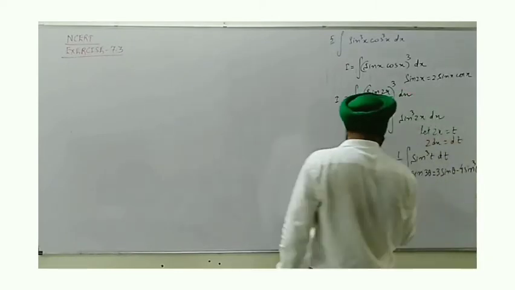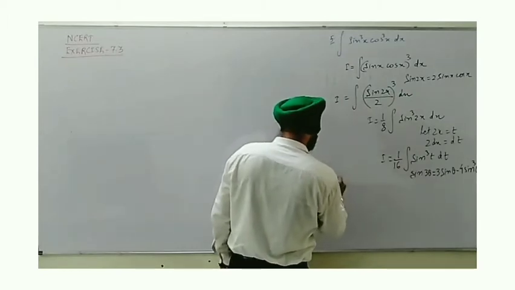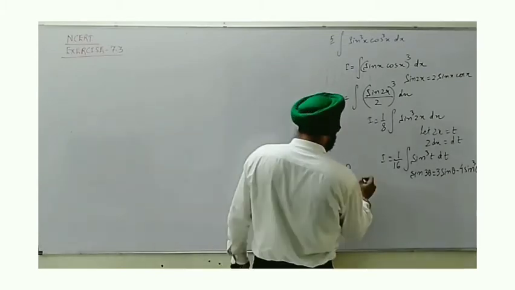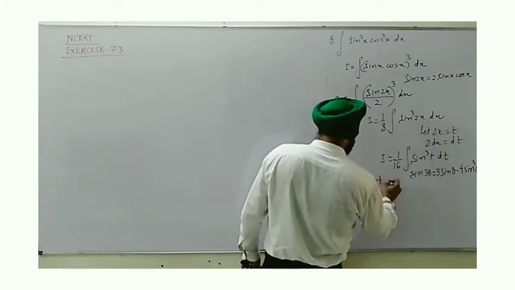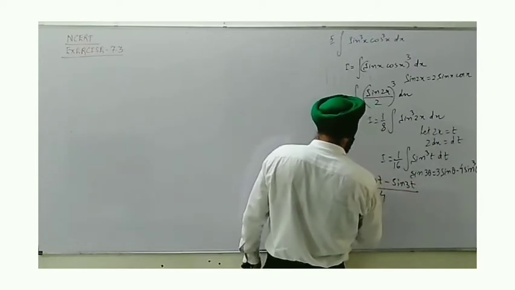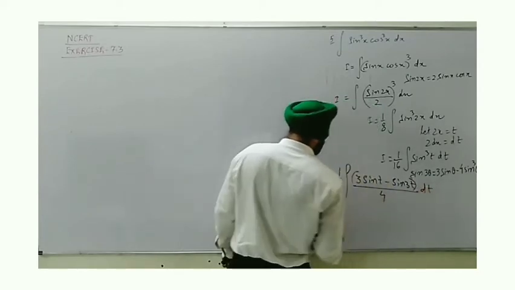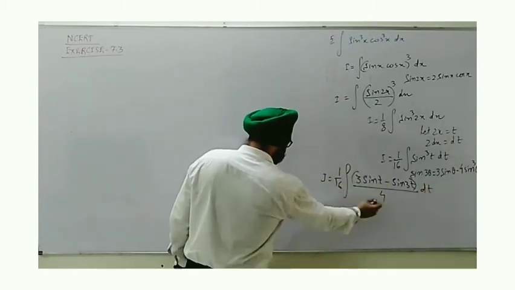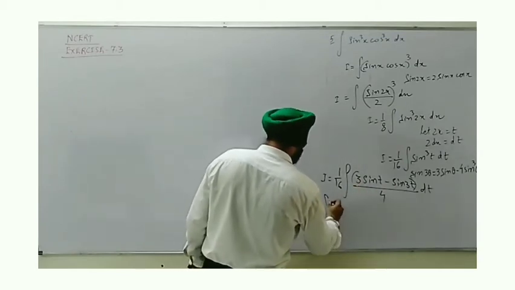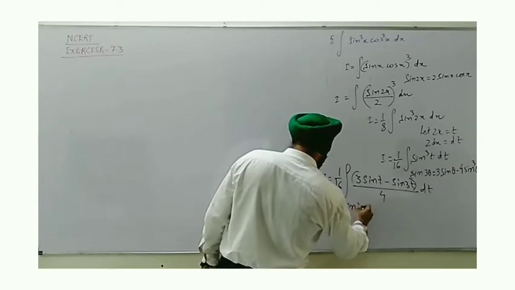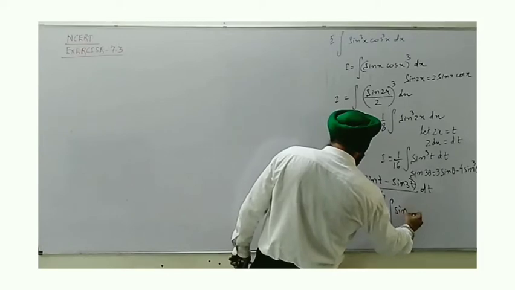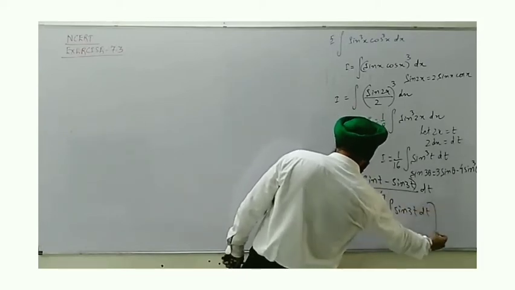We can write using this relation I as 1 upon 16 integration of 3 sin t minus sin 3t upon 4. Further, it's I equals 1 upon 16 into 4, it's 1 by 64, and each function can be solved separately. Integration of sin t dt minus integration of sin 3t dt.